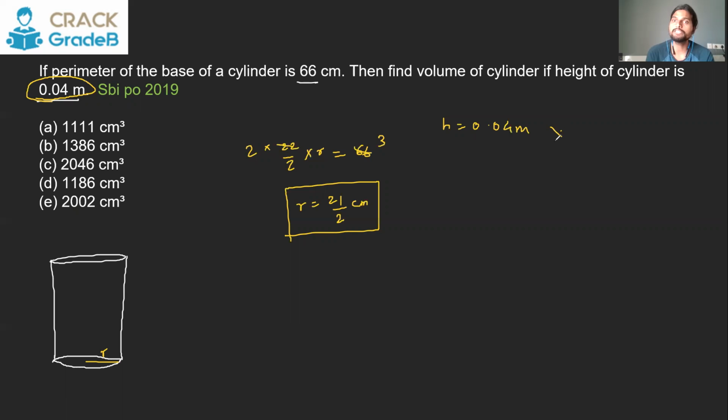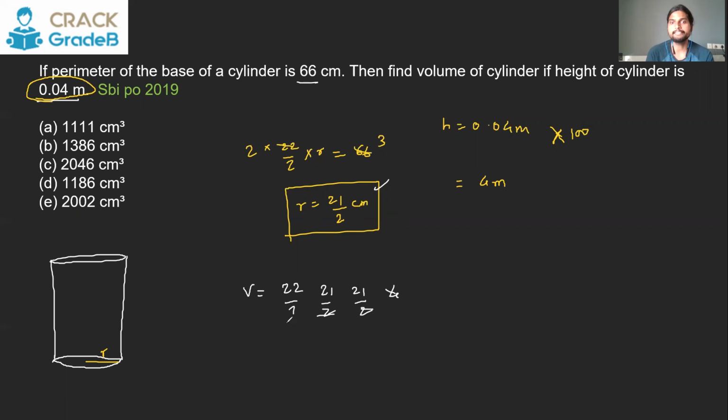If you want to convert into centimeter, we'll have to multiply by 100 because 100 centimeter is 1 meter. So that gets us 4 centimeter. 4 centimeter is the height. So if the height is 4 and the radius is this much, they are asking what is the volume. The formula of volume is pi r square h. So pi r square into h.